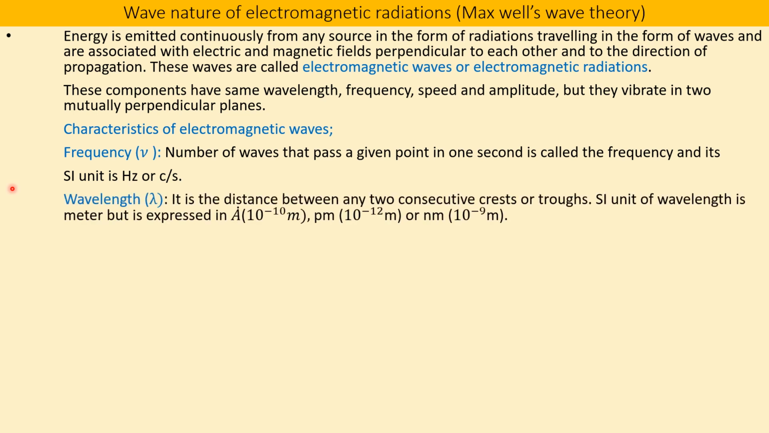The next parameter is velocity, represented by the letter c. It is the linear distance traveled by a wave in 1 second. Please note, it is the linear distance. In vacuum, all types of electromagnetic waves travel with the same speed, that is speed of light, 3 into 10 to the power of 8 meters per second. And the relationship between velocity and wavelength is c is equal to nu into lambda. Here, nu is the frequency.